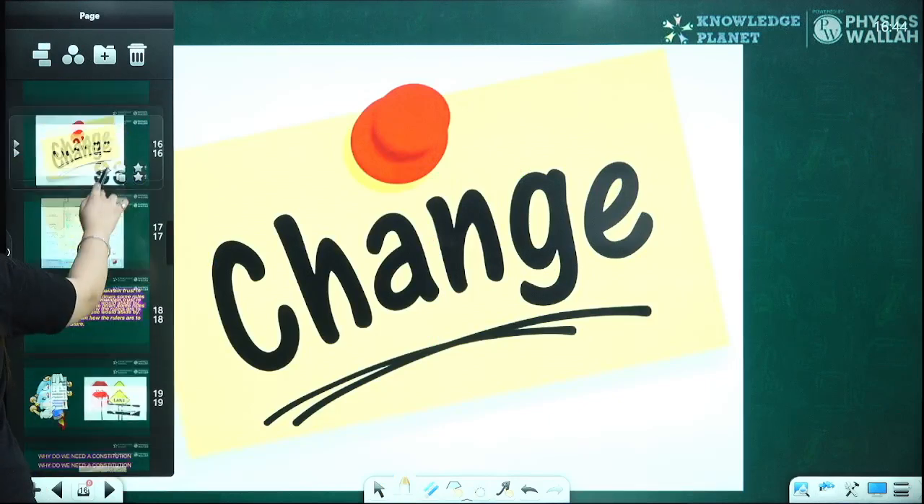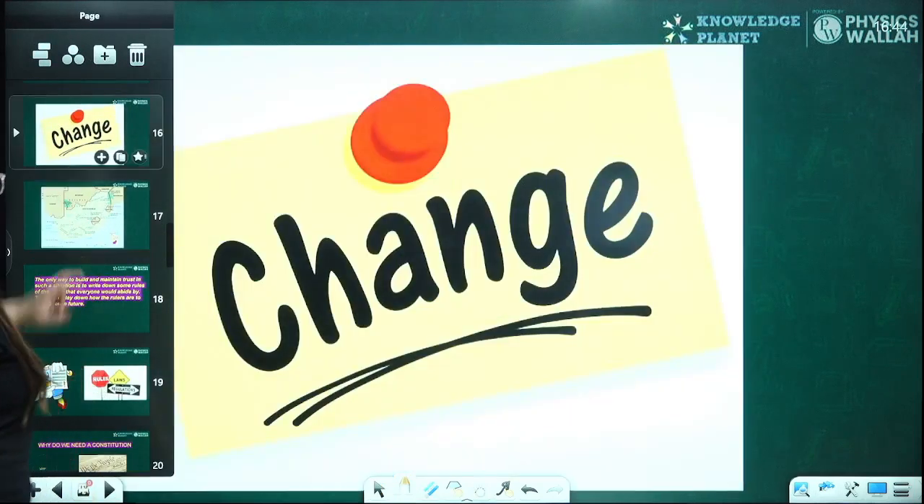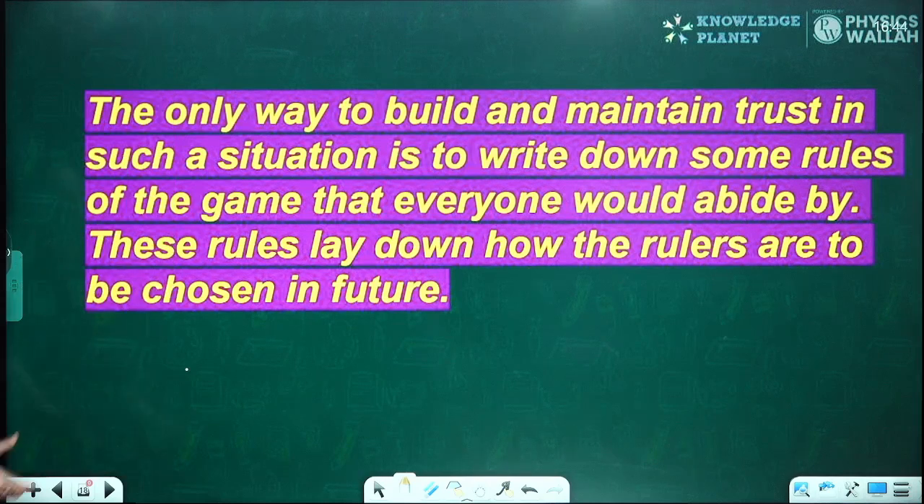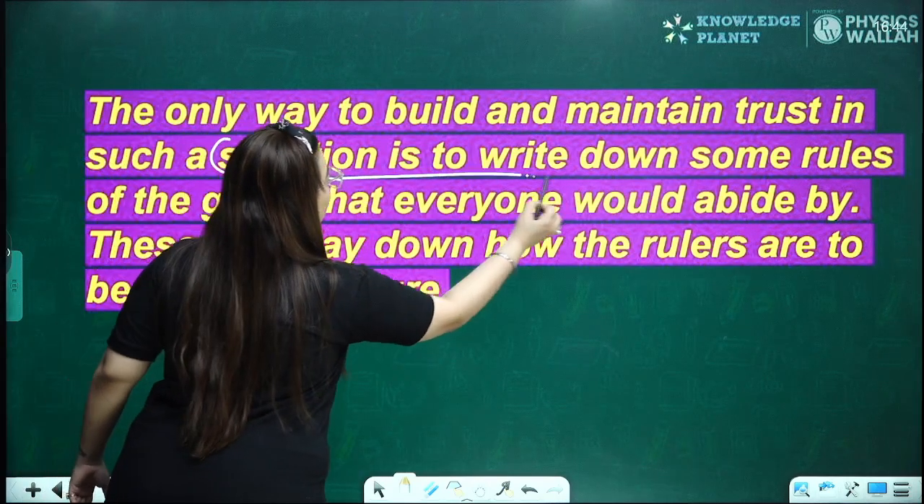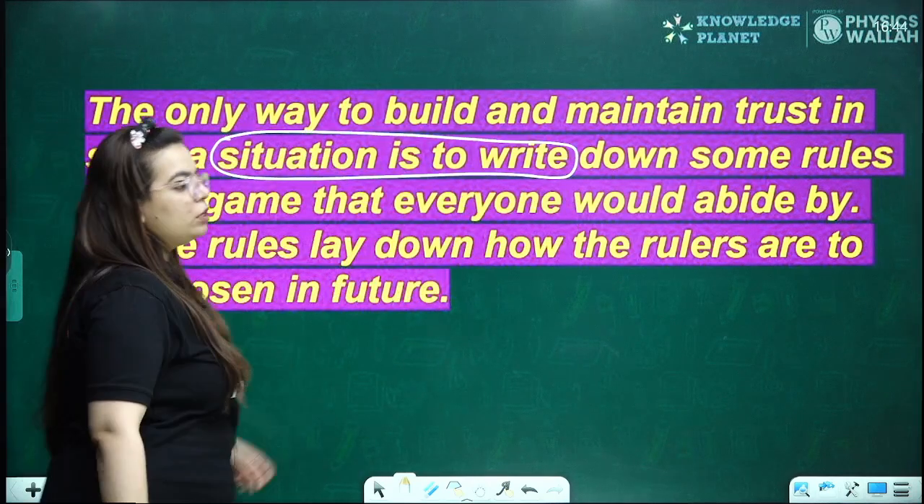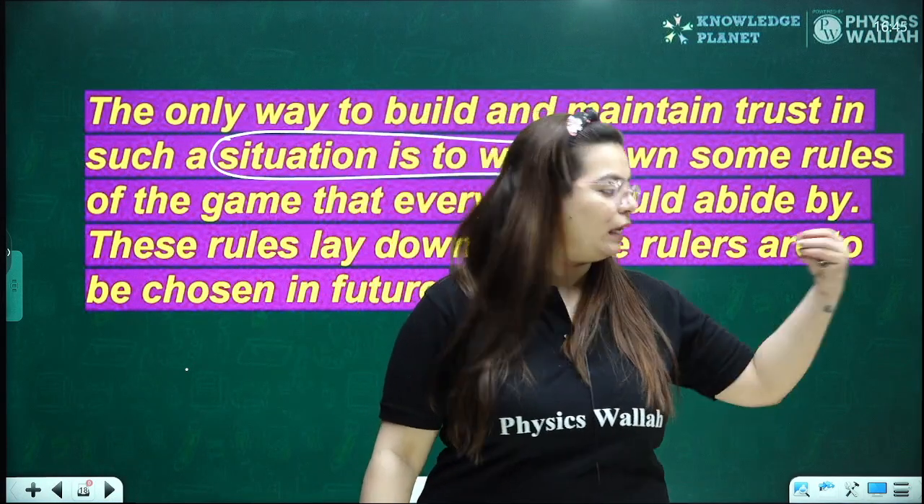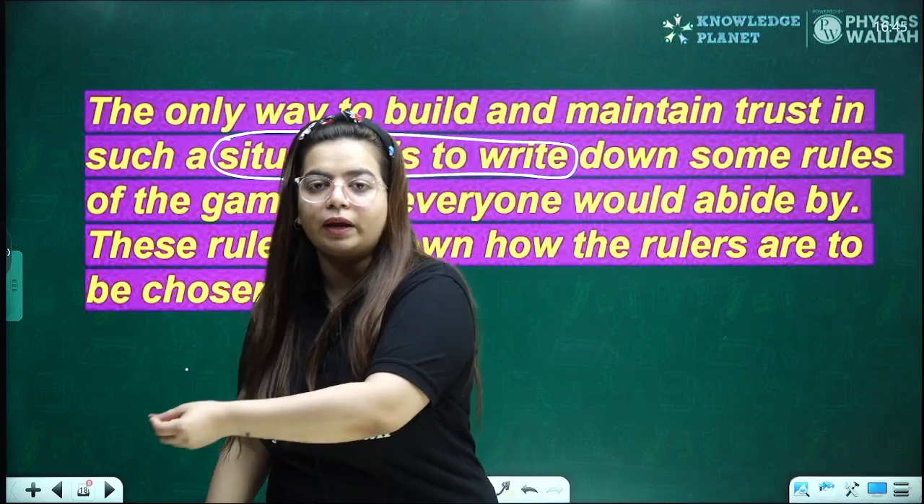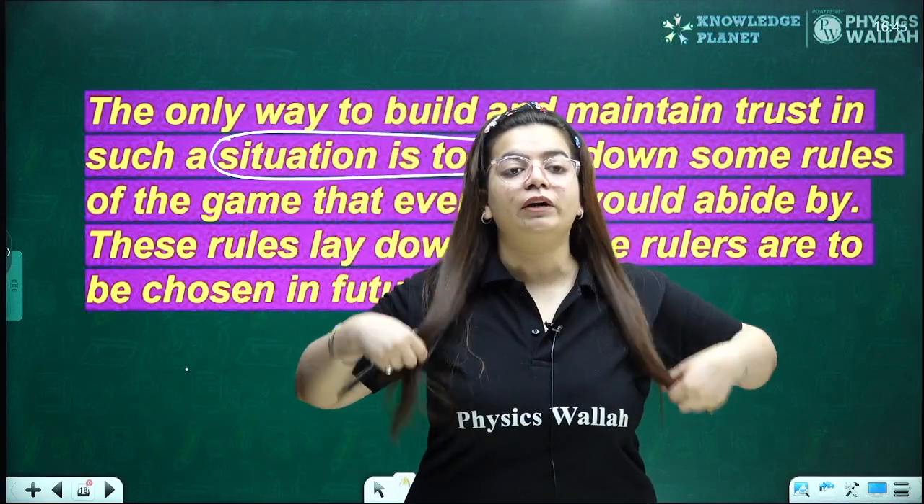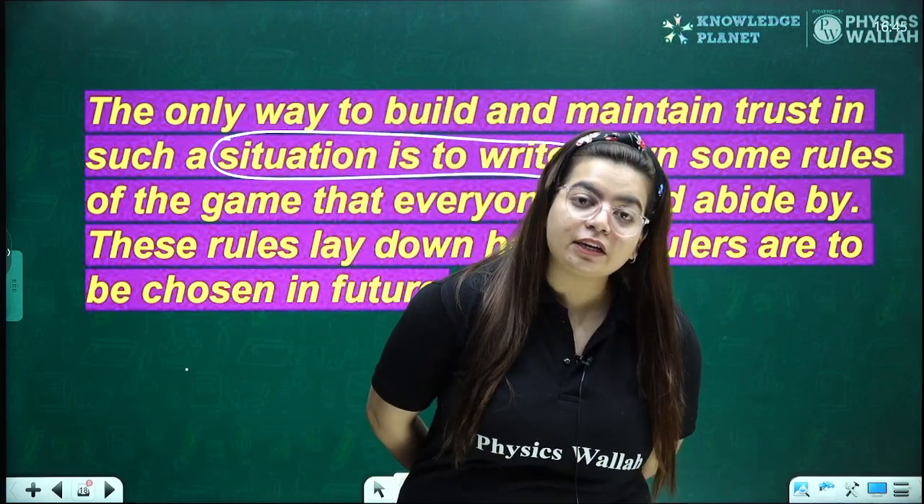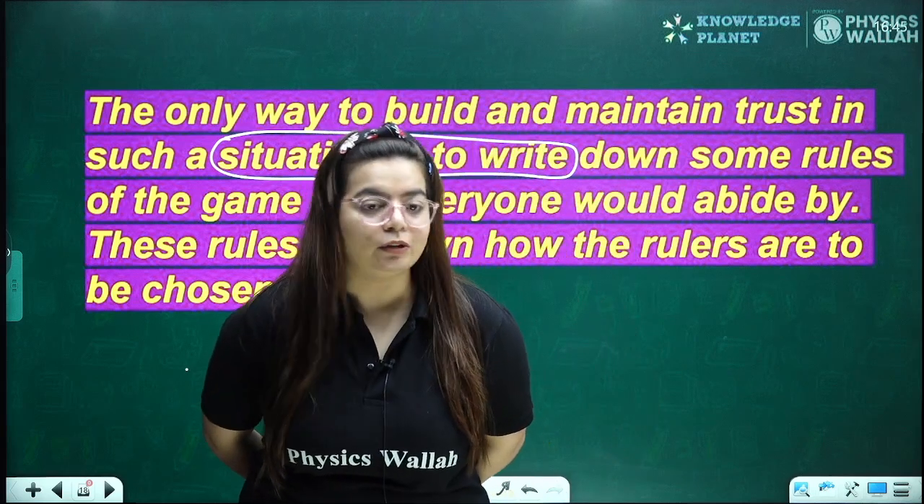Now, what changed? The only way to maintain trust in such a situation in South Africa was to write down the rules, because orally if we tell them this is good or this is bad, they will not understand, because unjust laws are just continuing. And now, who are in the majority? The South African natives, the Indians and the colored people, now they are in the majority.